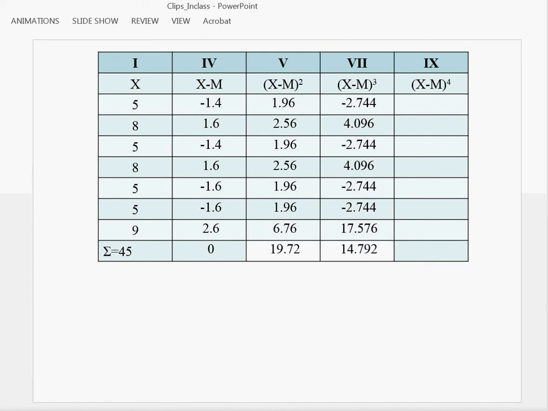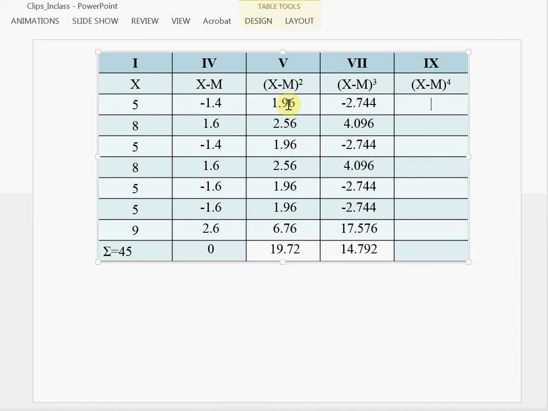Now let's calculate kurtosis. For kurtosis, we need to calculate deviations raised to the fourth power. This can be simply calculated by using the deviations multiplied by the cubed deviation.